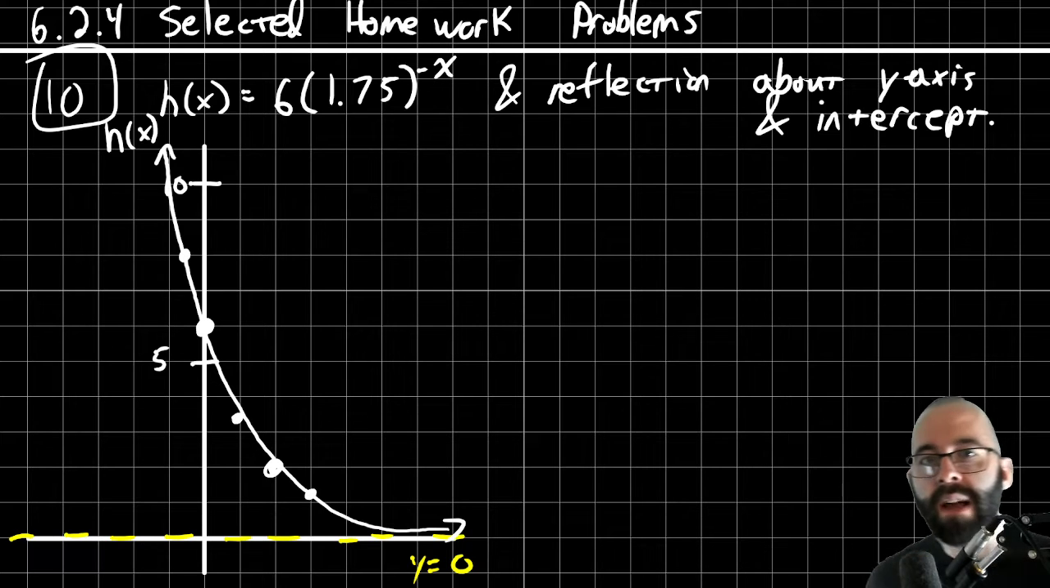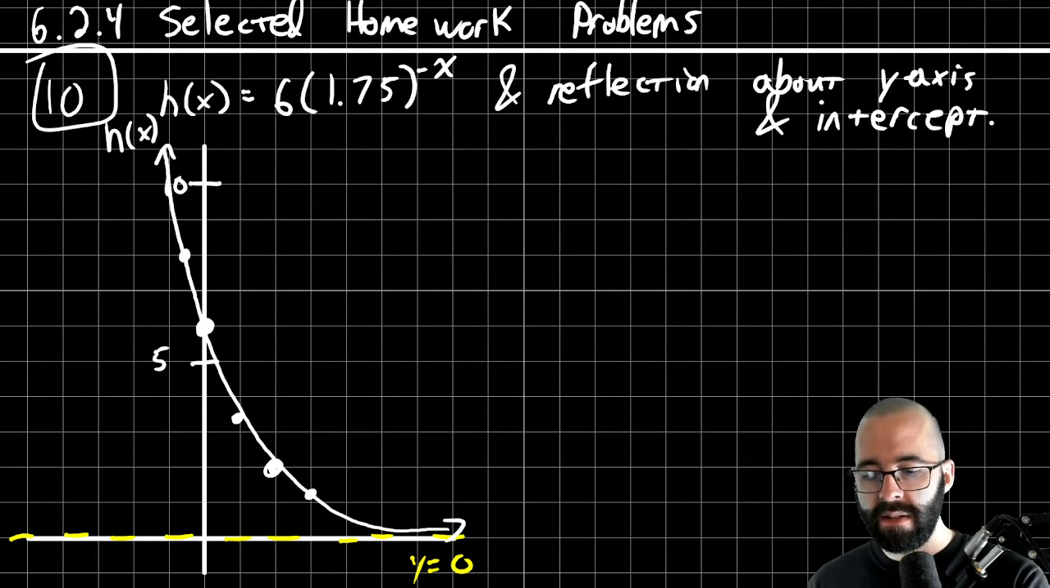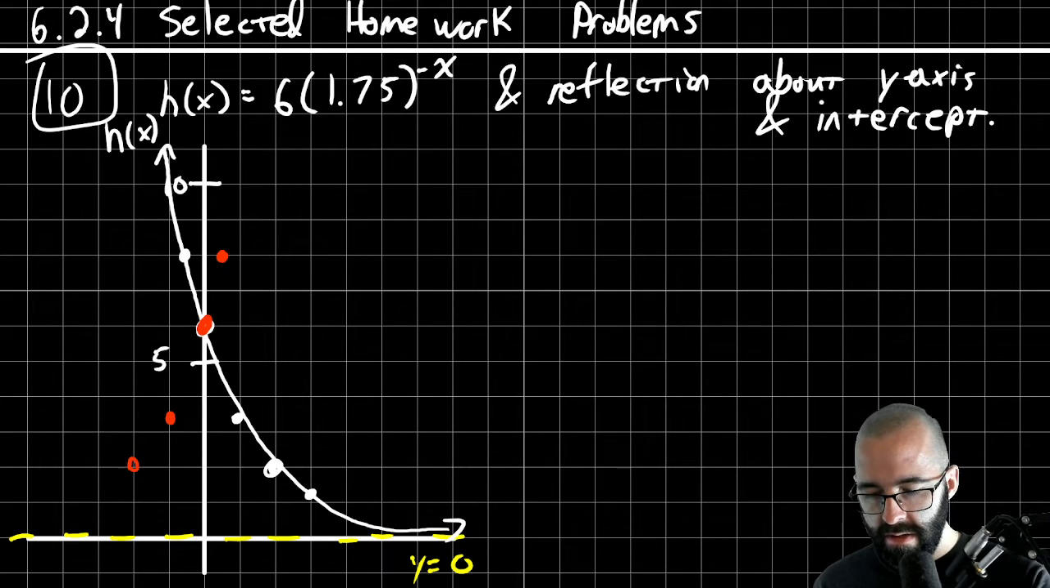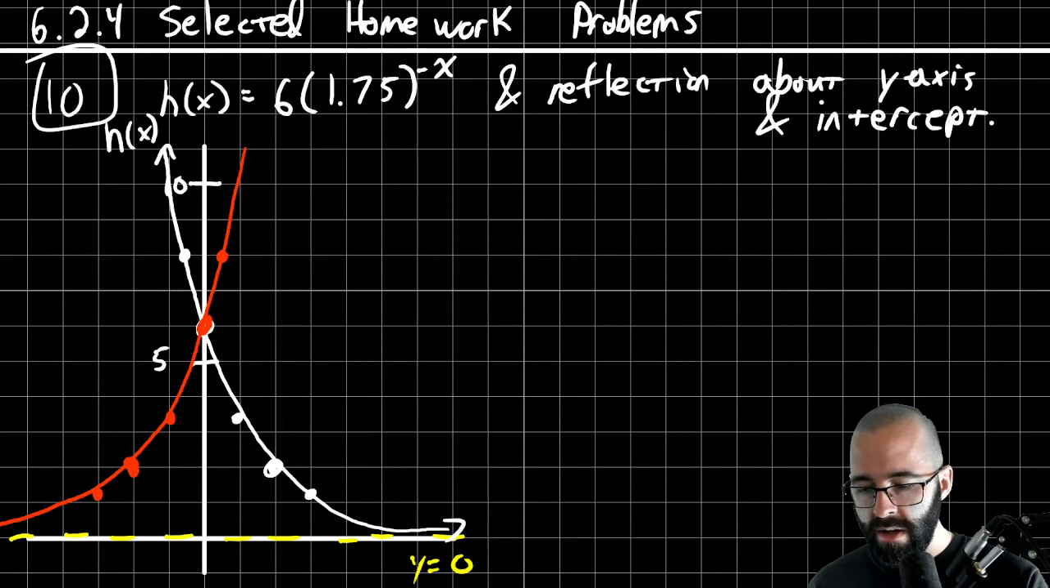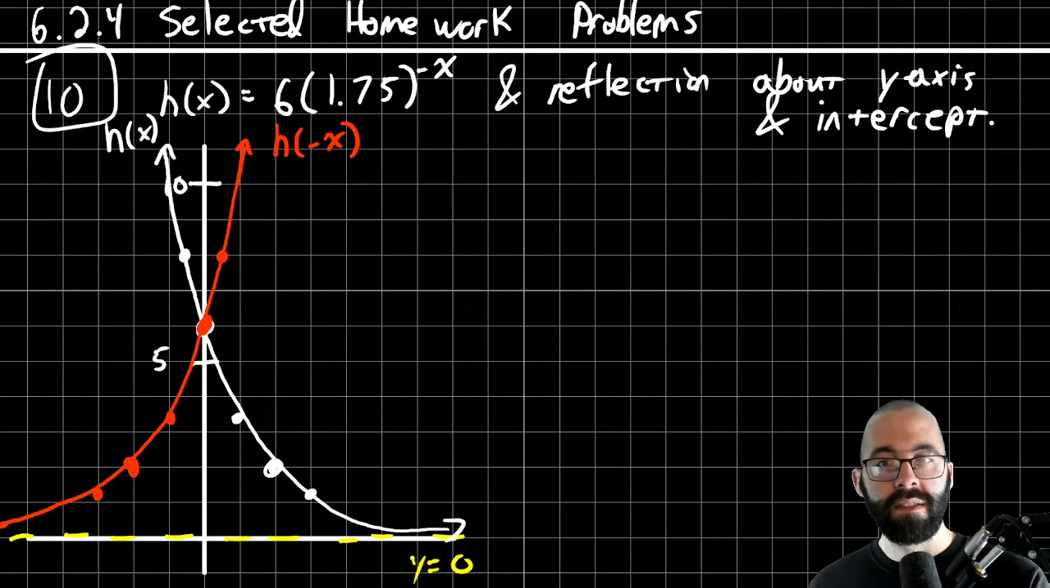Now it also wants us to graph a reflection about the y-axis. So in red, let's reflect all of these points about the y-axis. You're going to get something that looks like this. Reflect every single one of these points about the y-axis. Then graph it again. This is the reflection. You could call this h of negative x. You could call it something else if you wanted.